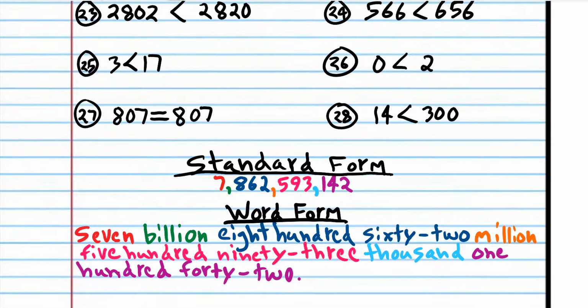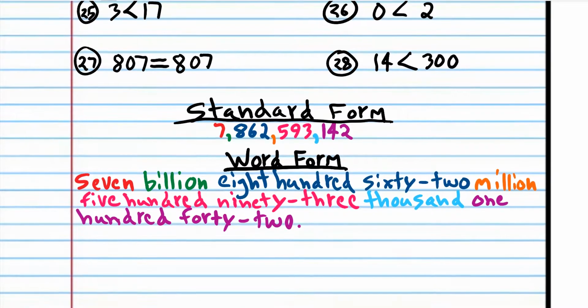These numbers are all written in standard form. That's what they're called, standard form. That's when you use symbols to write the numbers. This number here is in standard form. That's the number that we talked about before. 7,862,593,142. That's the smaller number. We used a bigger number, but I couldn't fit it on the page, so that's called standard form. But there's also word form. You can also write it using words.